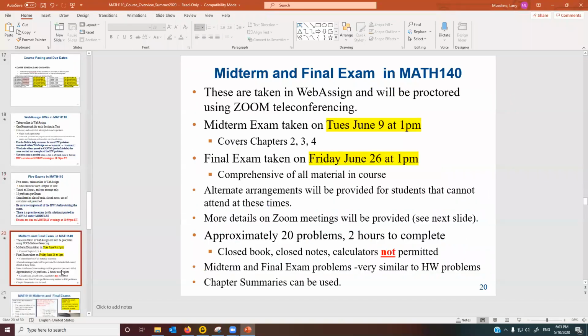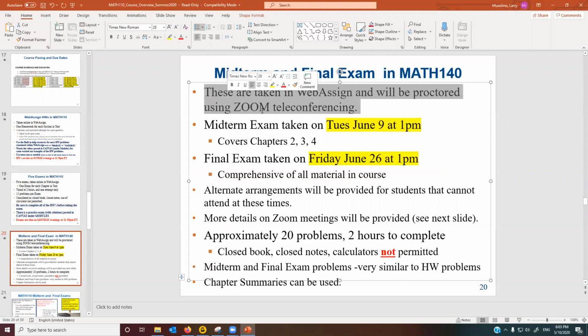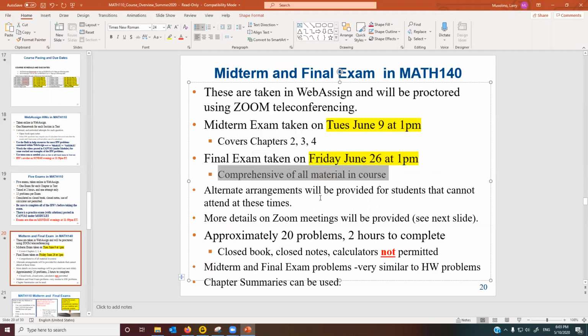Eastern Time. All right, folks, there's going to be one midterm and one final exam in the course. These are going to be taken in WebAssign, but these are going to be proctored using Zoom teleconferencing. Here's the date for the midterm, Tuesday, June 9th at 1 p.m. The final exam, Friday, June 26th at 1 p.m. The midterm is going to cover chapters 2 through 4, final exam, comprehensive all material. If you can't attend at these times, let me know that. We'll come up with some alternate arrangements.